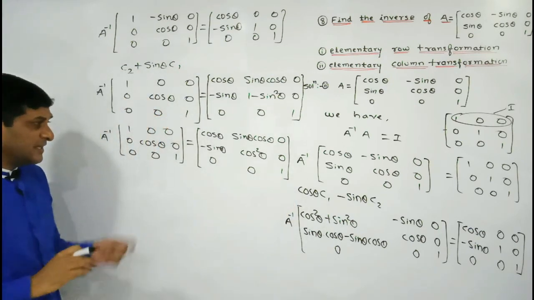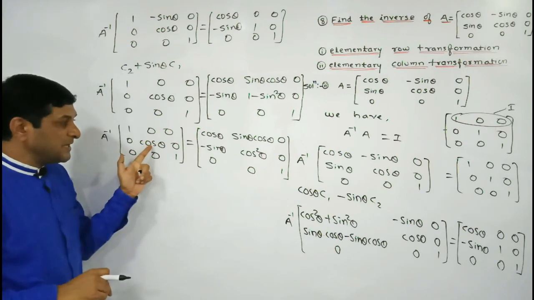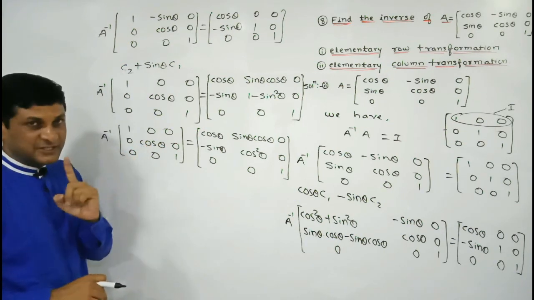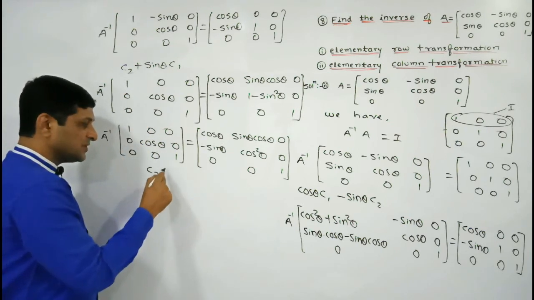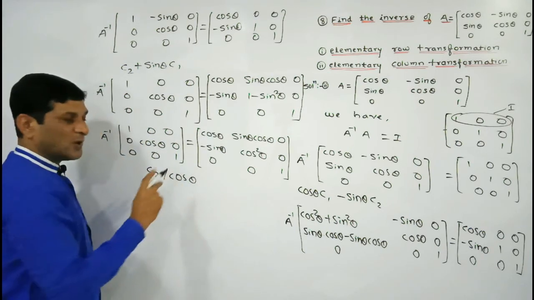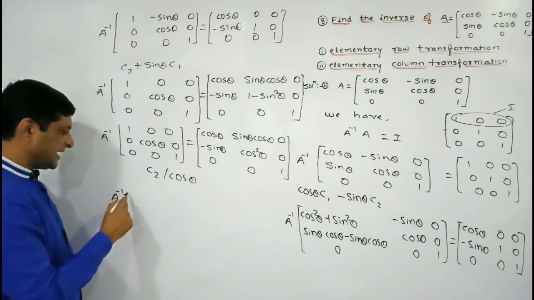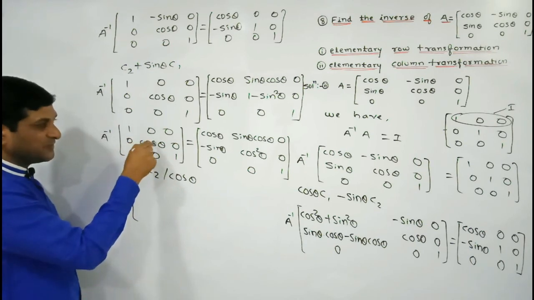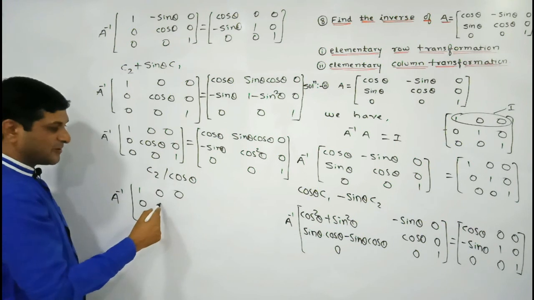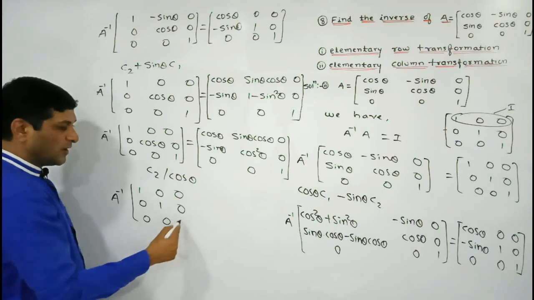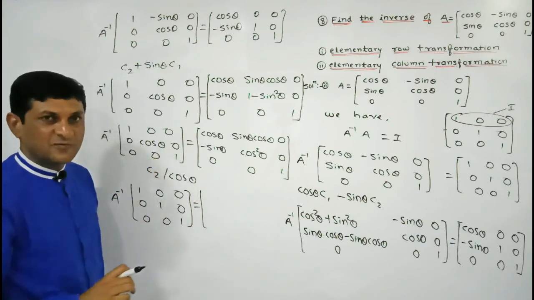Now lastly, to convert this matrix into the identity matrix, the only remaining part is to convert this element into 1, and this is the element of C2. We are dividing C2 by cos theta. Let us see what we will get if we divide C2 by cos theta. Here A inverse, keep it as it is. Can I say that here we will get 1 and this matrix will become the identity matrix? Yes, if we divide by cos, this matrix will become the identity matrix.